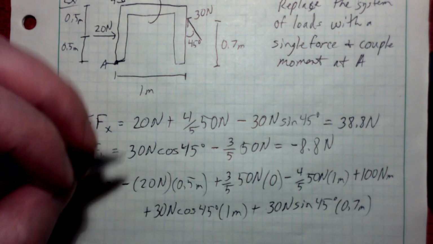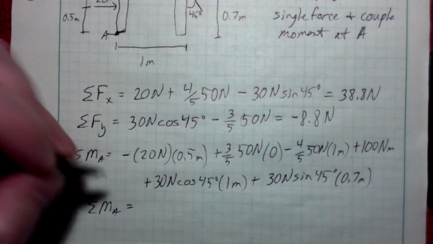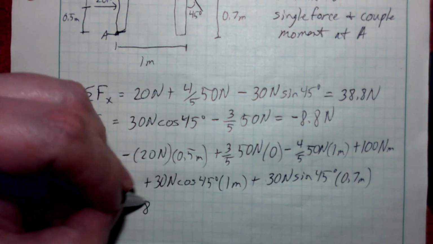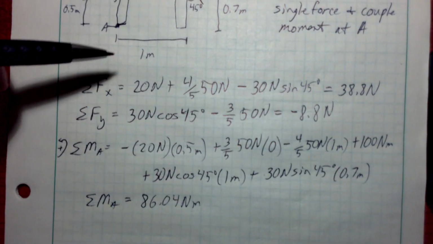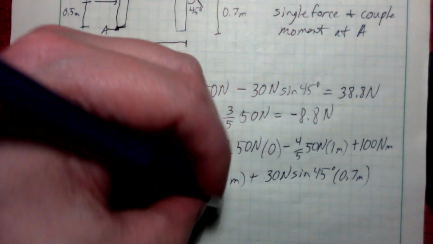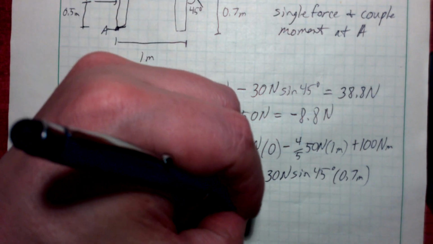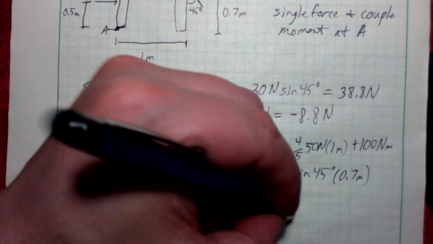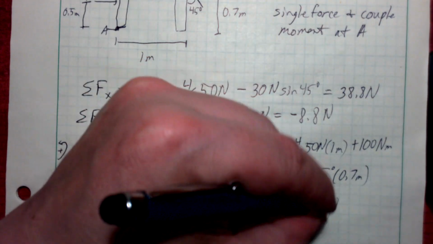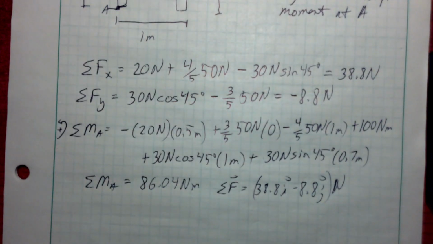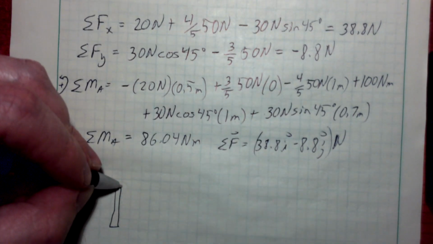All right, you got it for me? So the resultant moment, the sum when you add up all the moments about point A, ends up being about 86.04 Newton meters. And we've already seen the resultant force has a positive X and a negative Y component. So the resultant force, the net force, ends up being 38.8 i minus 8.8 j newtons. And if you want to do this graphically, you just draw your structure.